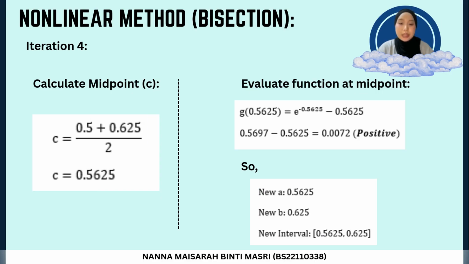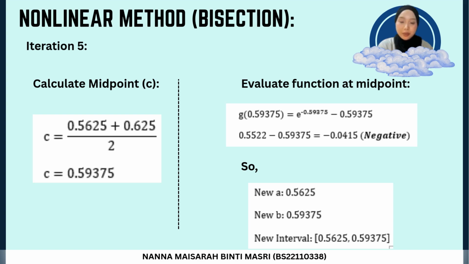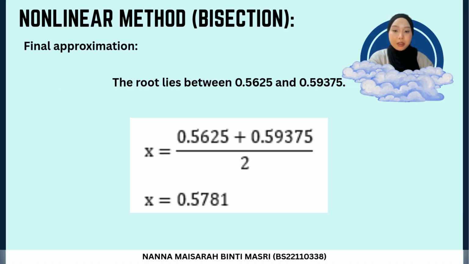For iteration 4, the midpoint of this new interval is 0.5625. The function value here was positive 0.007. Since it is positive, this time I updated the lower bound a, so the interval became 0.5625, 0.625. By iteration 5, the midpoint was 0.5938 and the interval was small enough to conclude the approximate root is 0.5781.